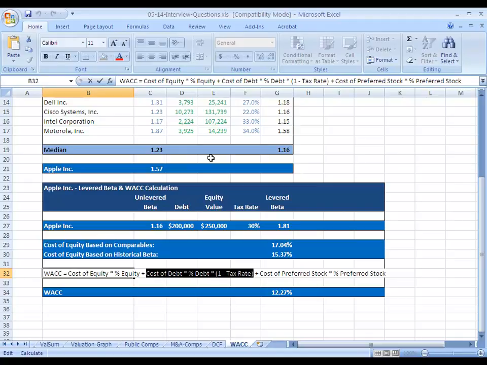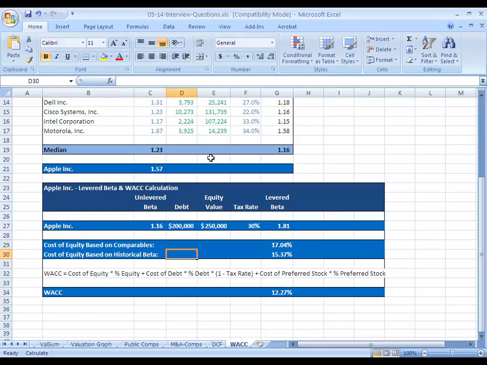And that's actually another common interview question. Which is higher, the cost of debt or the cost of equity? Technically, it could go either way, but 99% of the time, cost of debt is lower because the interest rate on debt is usually lower than the cost of equity, and also because we're multiplying by 1 minus the tax rate here.